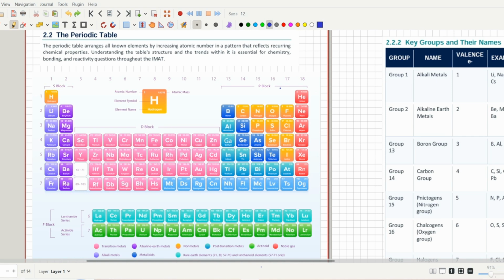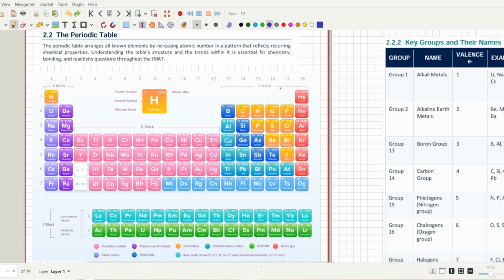Neon is 10, then you have sodium, that is 11, magnesium is 12, aluminium is 13, silicon is 14, 15, 16, 17, argon is 18, and then potassium, that is 19, 20, scandium 21, 22, 23, 24, 25, 26, 27, 28, 29 and 30. You have to memorize until zinc.